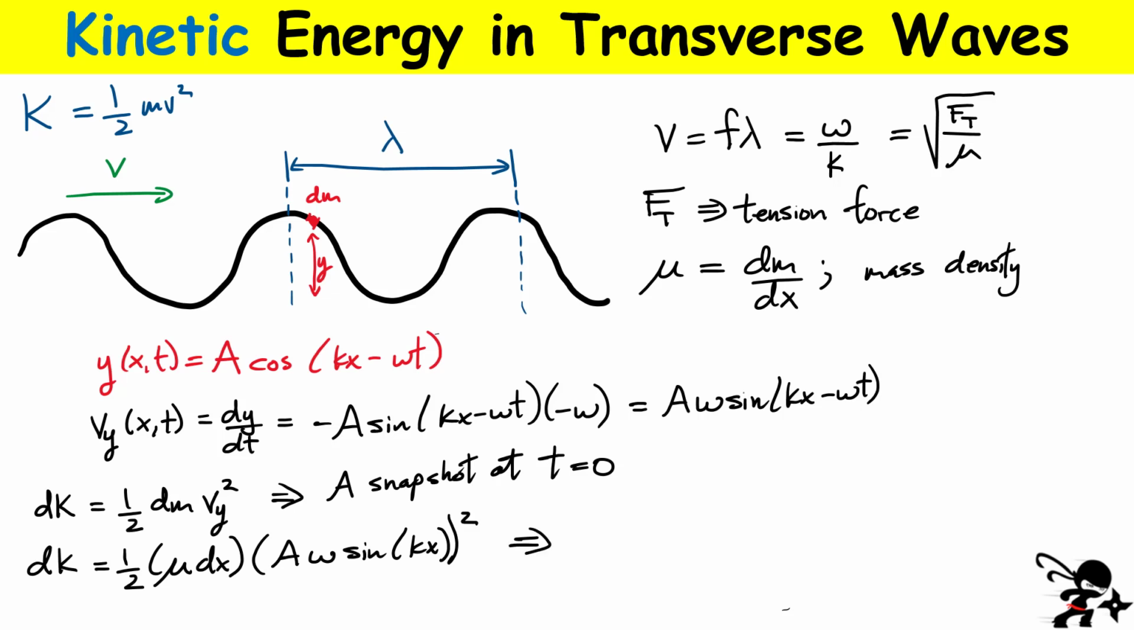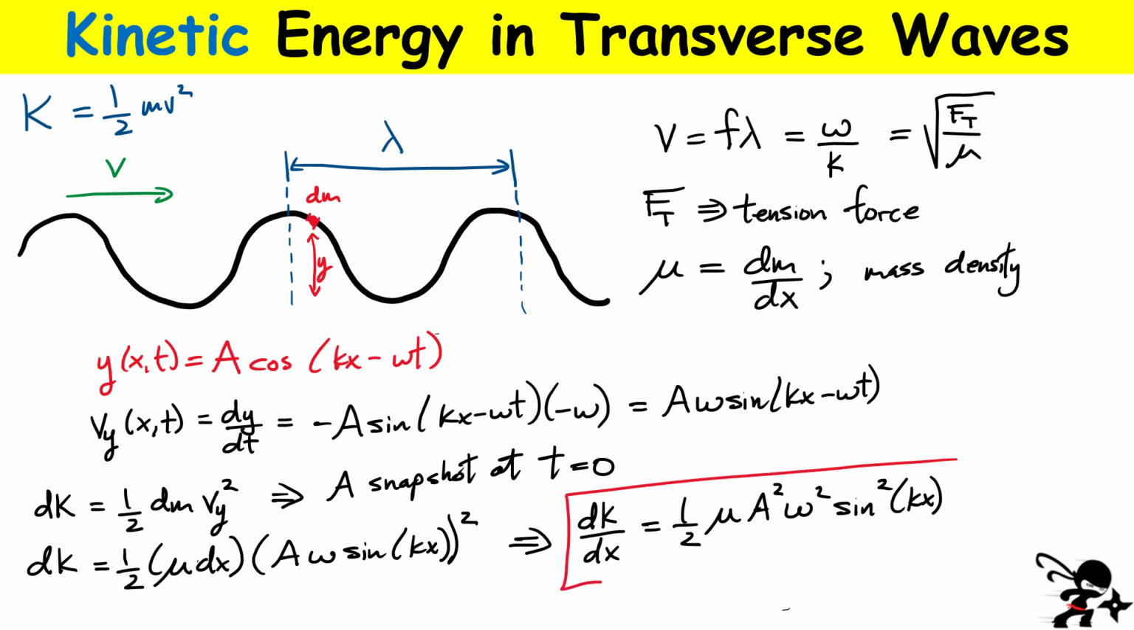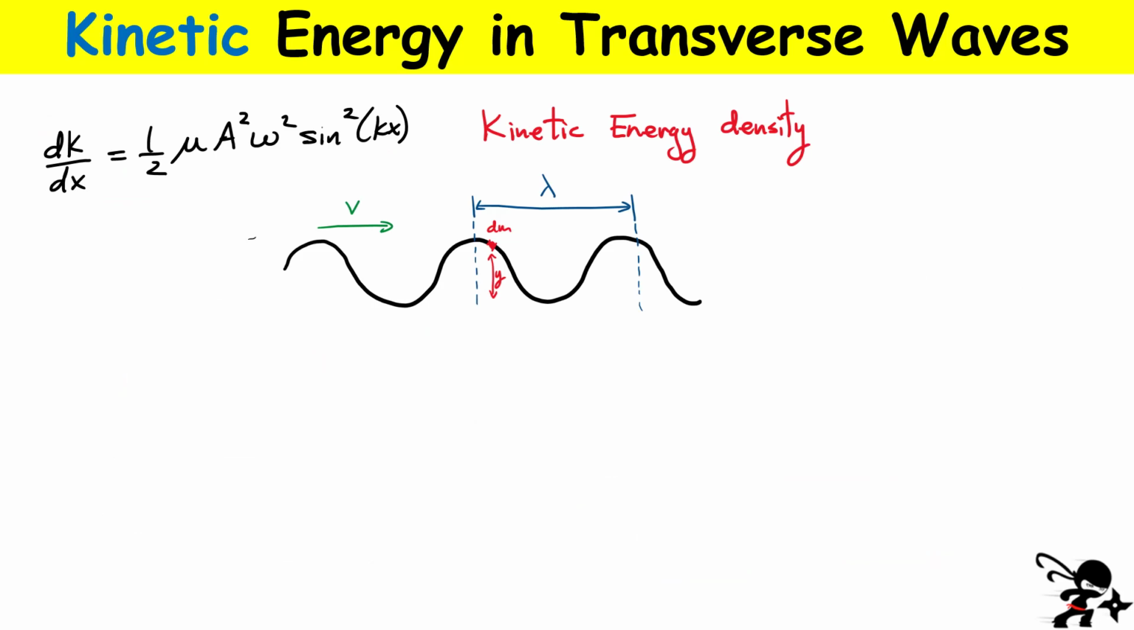All right, what I'm going to do now is bring the dx down to the bottom over here. So this is the energy you have per unit length of string. So here is going to be 1/2. I have the mu factor, which is there. Now if I evaluate this square term, you have a squared, omega squared, and now this becomes sine squared of kx. All right, this first equation here is the kinetic energy density, or the kinetic energy you have per unit length of that string. So this is our kinetic energy density.